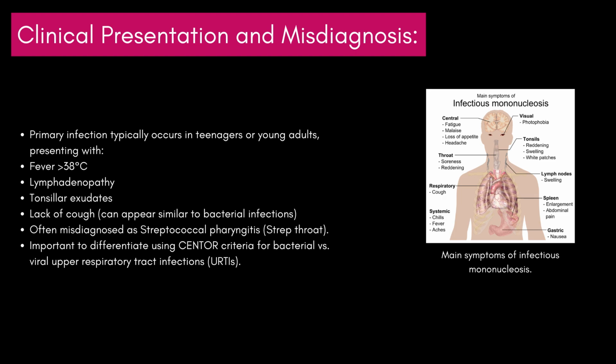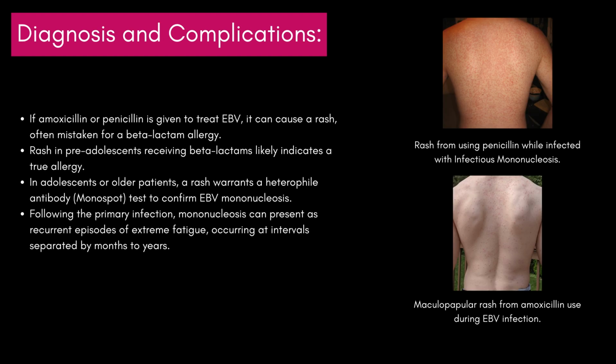Alright. Moving on. Next, let's take a look at the diagnosis criteria and potential complications. If amoxicillin or penicillin is given to treat Epstein-Barr virus (EBV), it can cause a rash, often mistaken for a beta-lactam allergy. Rash in pre-adolescents receiving beta-lactams likely indicates a true allergy. In adolescents or older patients, a rash warrants a heterophile antibody monospot test to confirm EBV mononucleosis.